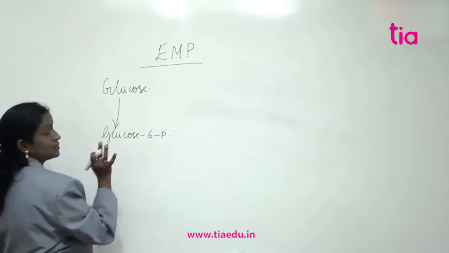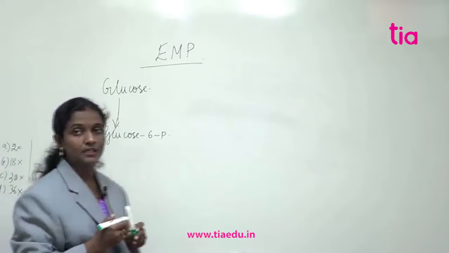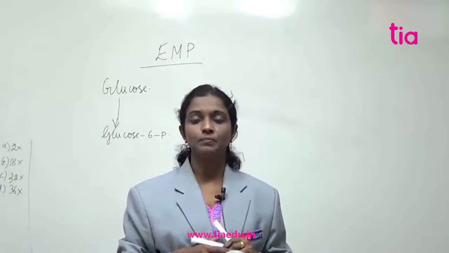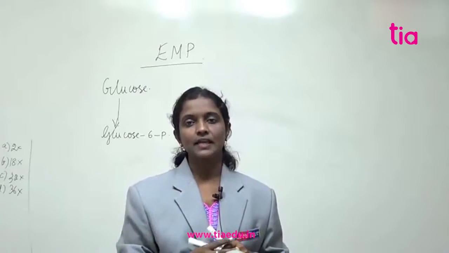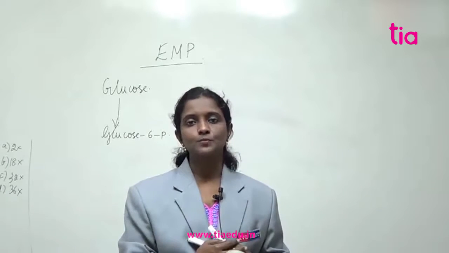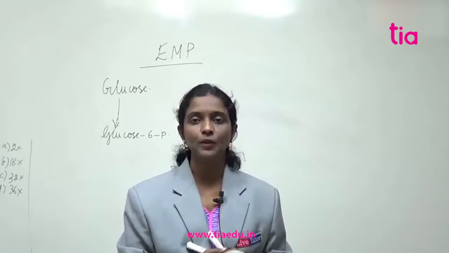So the first reaction itself is an irreversible reaction, and there are 3 rate limiting steps. Okay, there are 3 rate limiting steps: the first step, the third step, which is the pivotal step, and the last step. The first step is catalyzed by hexokinase or glucokinase. The third step is catalyzed by phosphofructokinase, and the last step is catalyzed by pyruvate kinase.